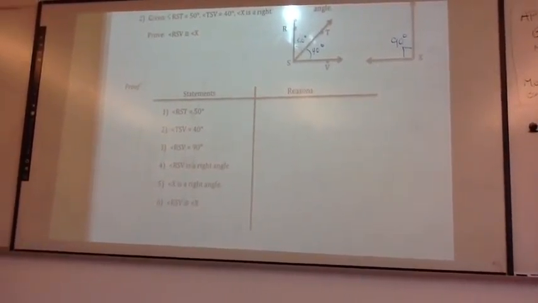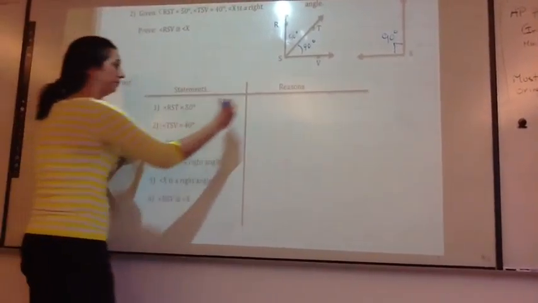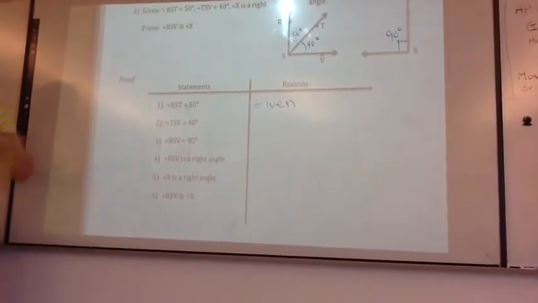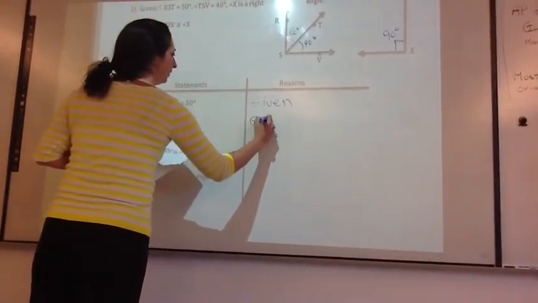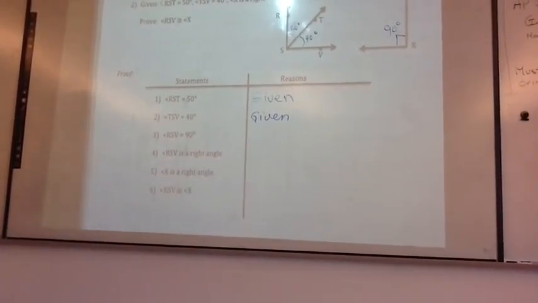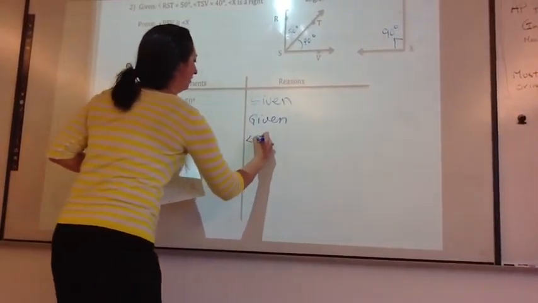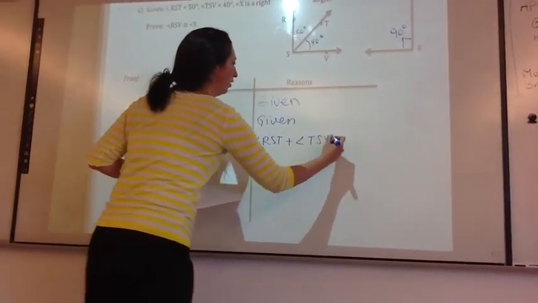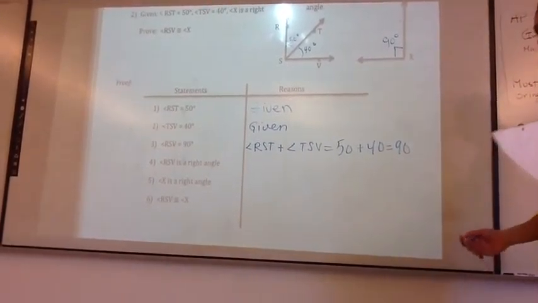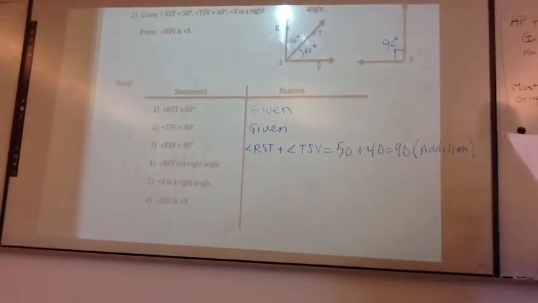and give reasons why. So start with number 1, angle RST equals 50, reason? Given. Number 2, angle TSV equal to 40, given. Number 3, RST plus TSV equals 90. Good, equals 50 plus 40, which equals 90. Okay, you can write that out. You know by addition that that's the case.